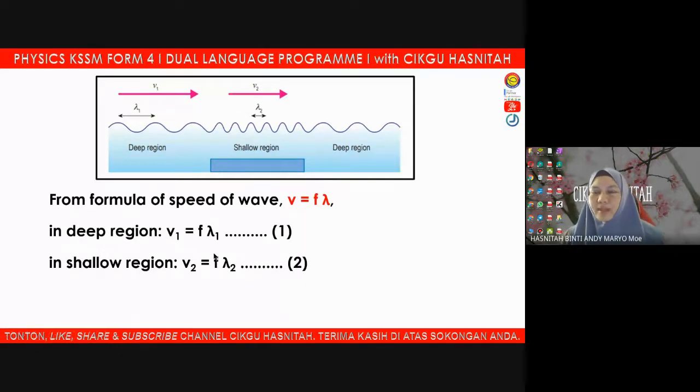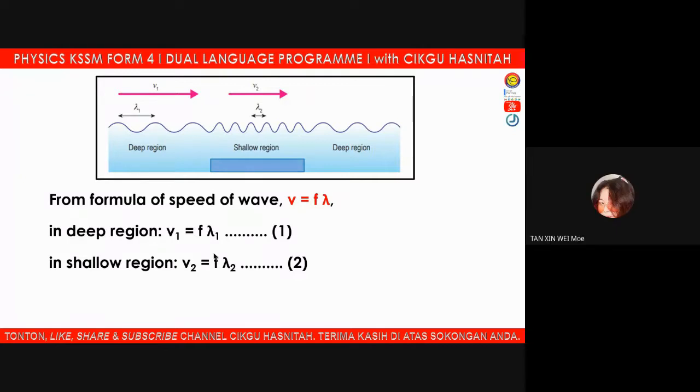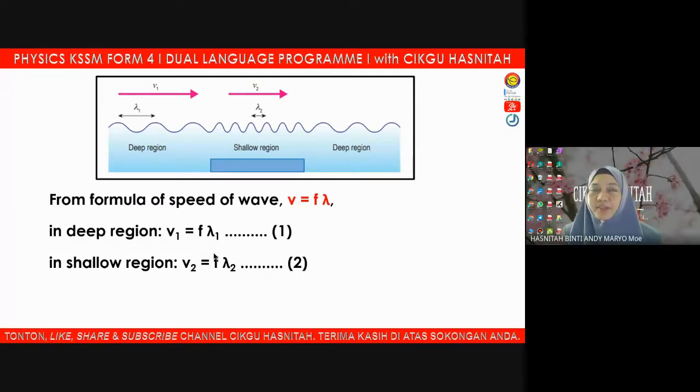Why is the frequency the same? Why is the frequency constant? Same generator, same source producing the wave. Very good. Okay, so when we do the operation, it will become V1 over V2 equal to F1 lambda 1 divided by F2 lambda 2.